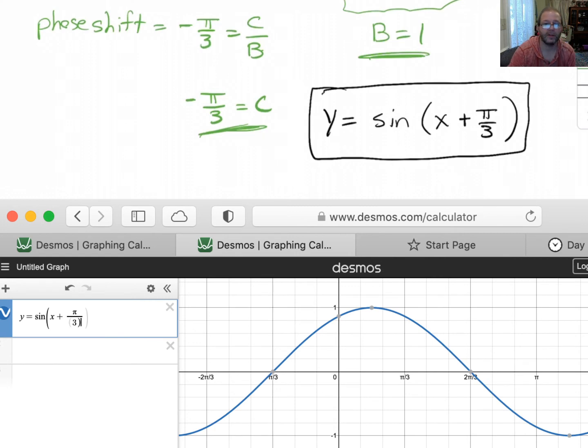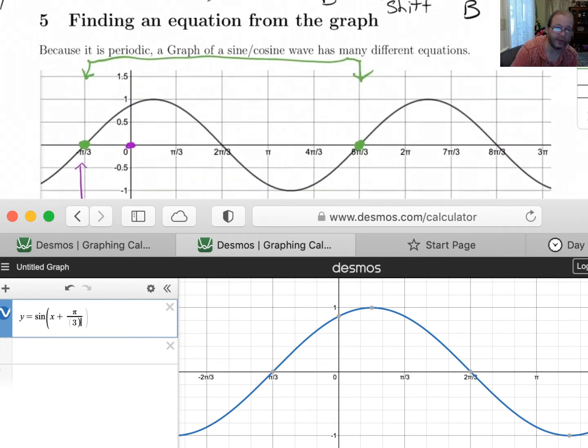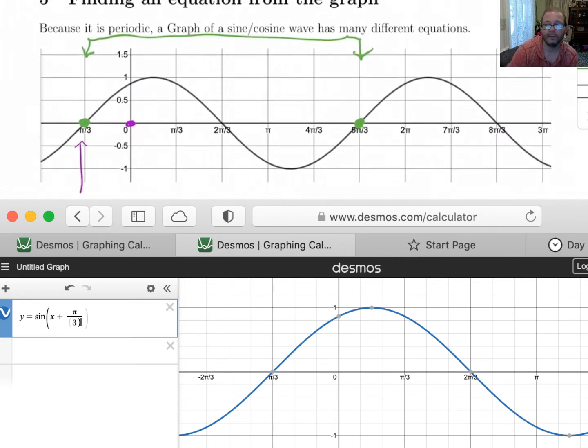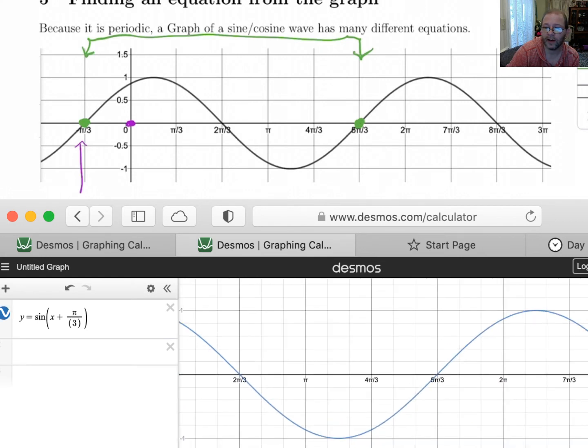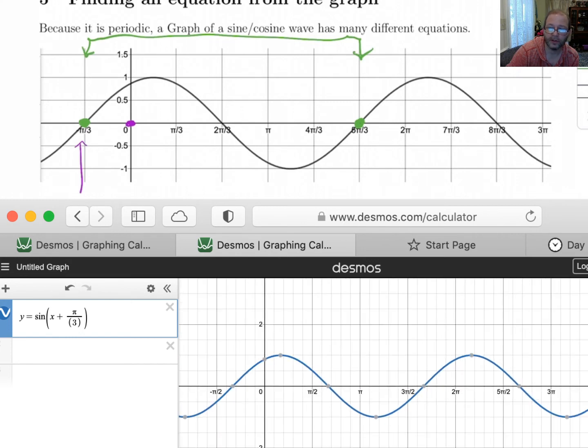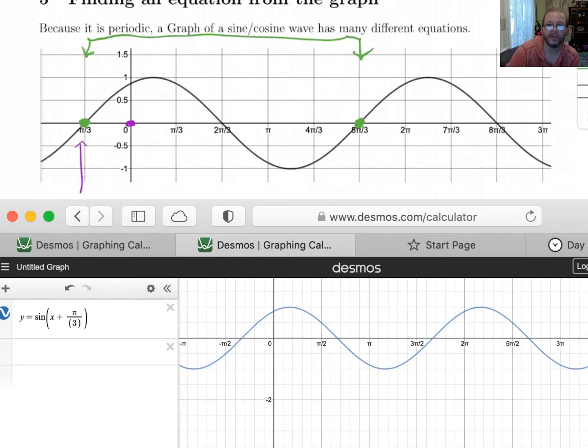All right, let's compare this to the graph we started with and see if they're the same. Well, let's see, do they start in the same place? Yeah, they both, the sine starts at minus pi over 3. Let's see, we get this maximum up here at like pi over 6. It hits down here again at 2 pi over 3. And does it end at 5 pi over 3? Yes, it does. So yeah, that's a valid equation for this. We're good.